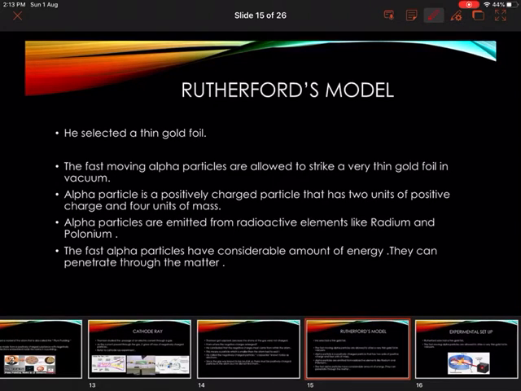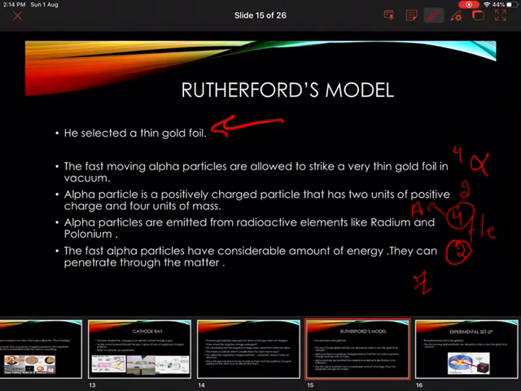After this, Rutherford came and continued what the other scientists started. What Rutherford did was the following. He selected a thin gold foil, and he bombarded this thin gold foil with alpha particles. The alpha particles are positively charged. They are actually helium particles. They have 2 units of positive charge, this is the nuclear charge, and they have 4 units as a mass.